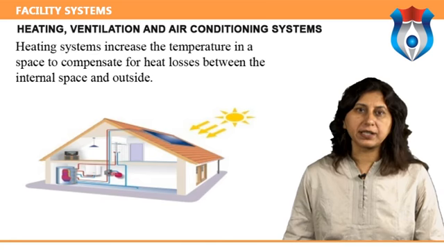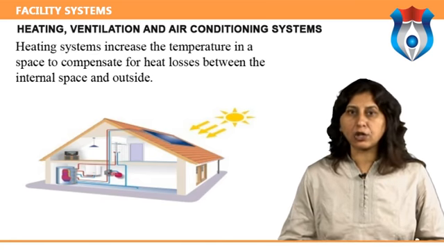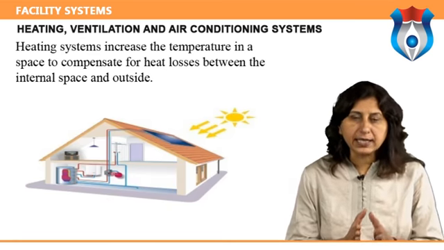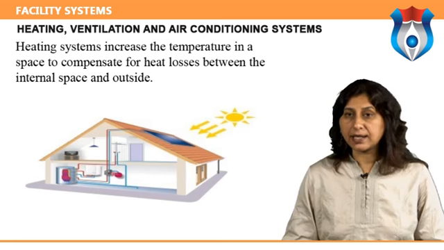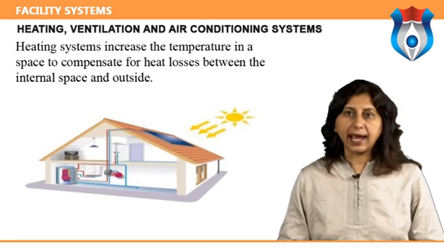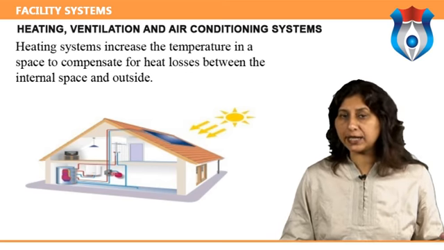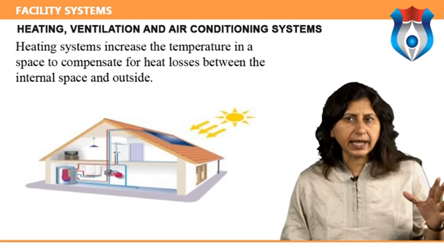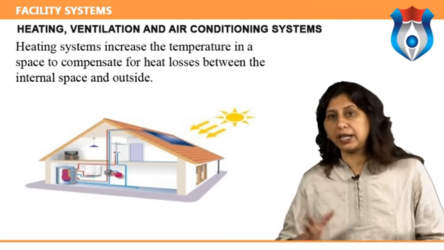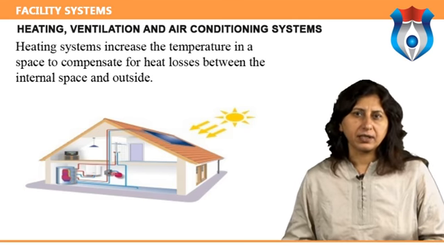Heating systems increase the temperature in a space to compensate for heat losses between the internal space and outside. Ventilation systems supply air to the space and extract polluted air from it. Cooling is needed to bring the temperature down in spaces where heat gains have arisen from people, equipment or the sun and are causing discomfort.